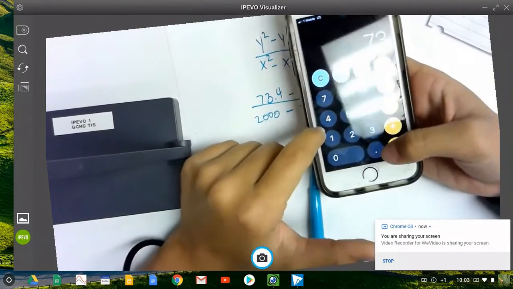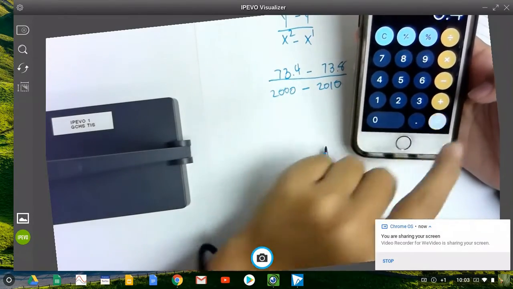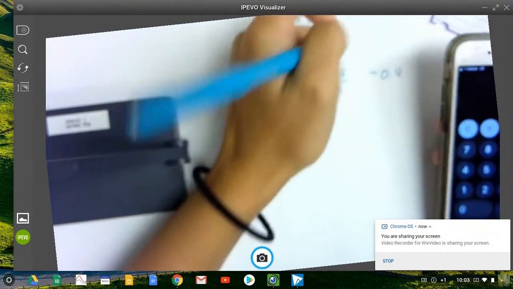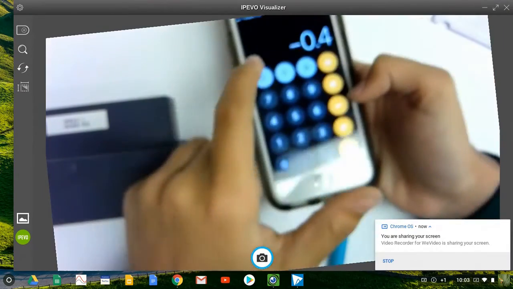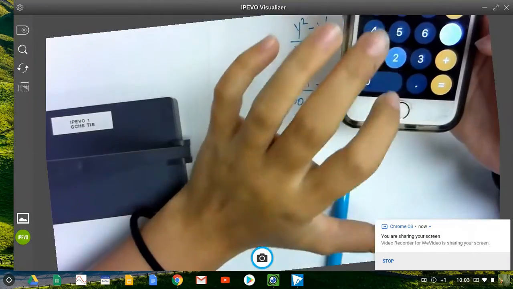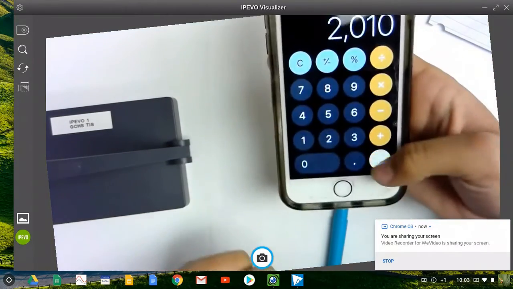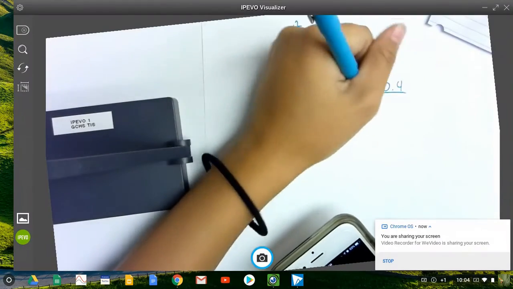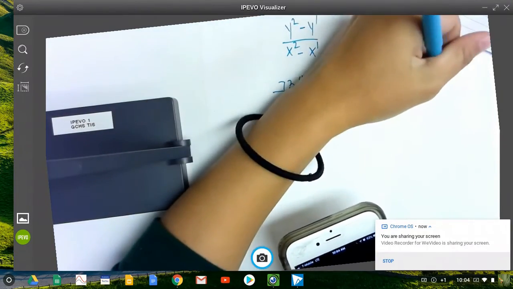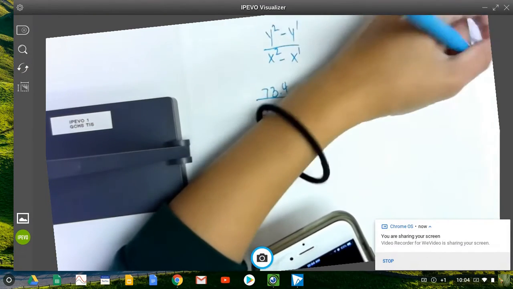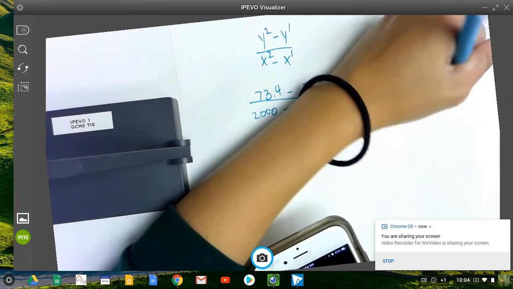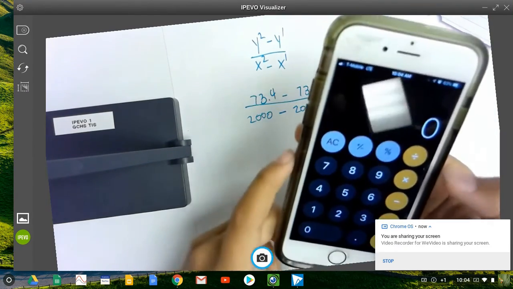So 73.4 minus 73.8. That's going to equal negative 0.4. Next we're going to be doing 2000 minus 2010. And that's going to equal negative 10. And since they're both negatives, you can simplify it into a positive. So that's going to equal 0.4 over 10. And if we simplify it down, that is going to equal 0.2 over 5, I think.